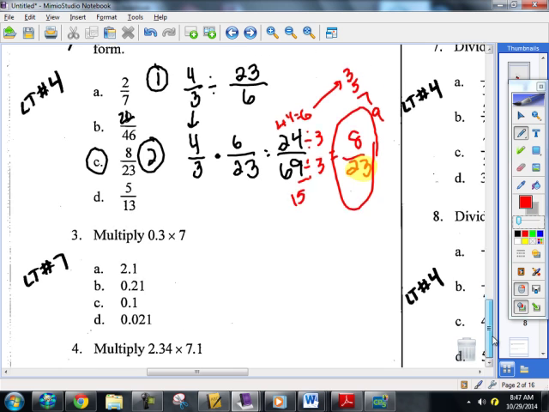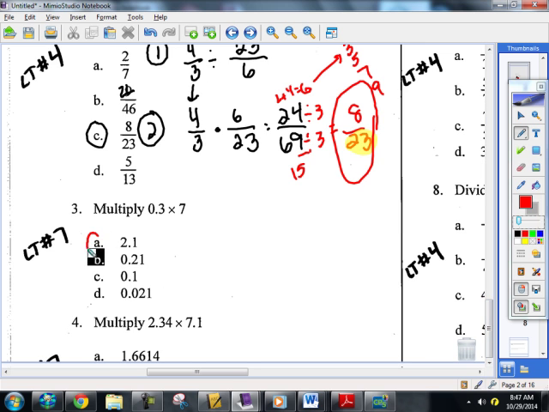Okay, let's go on to number 3. The correct answer is letter A. Go ahead and mark it off. If you missed it, put an X through it. Give yourself a checkered X on your learning target also. Okay, if you missed it, you better be writing down what I am.